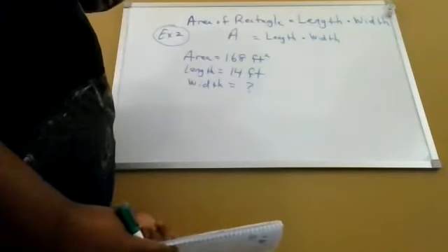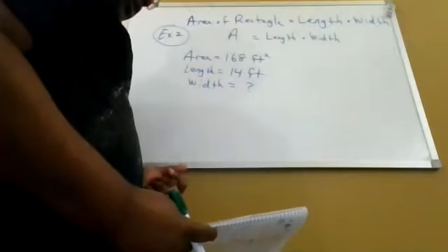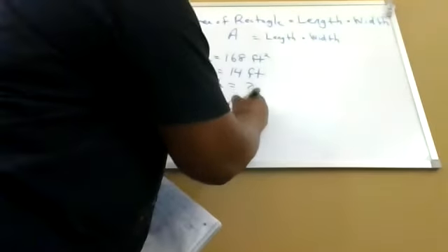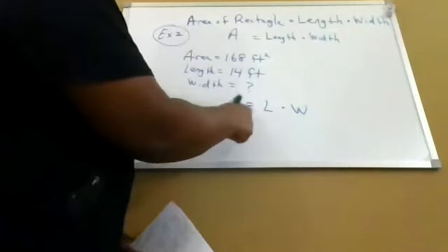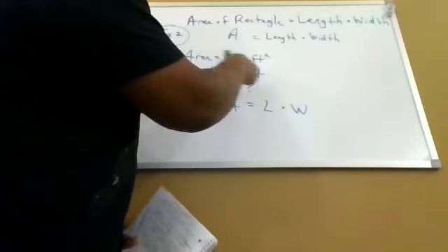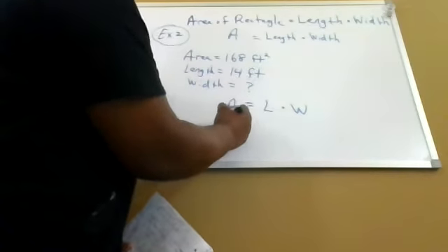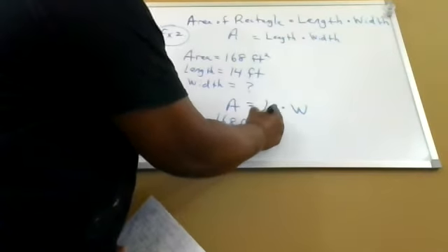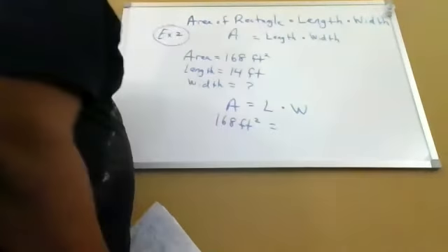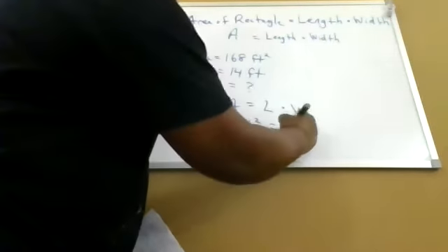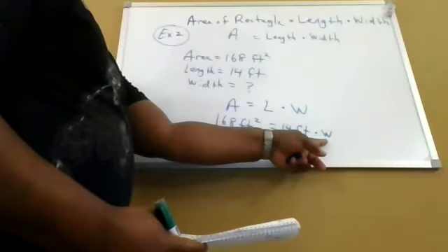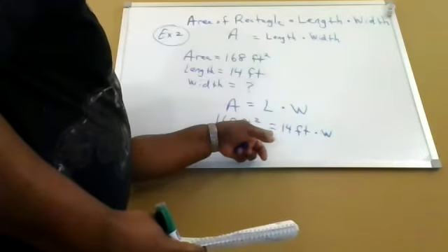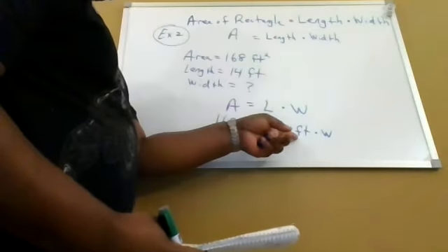Well, let's write our formula, plug in the values that we know, and solve for what we don't know. Area equals length times W. Area is 168 square feet, or feet squared. That equals my length, which is 14 feet, times W. To solve for W, we're going to divide both sides of the equal sign by 14 feet. And we're dividing because we're doing the opposite of multiplication.